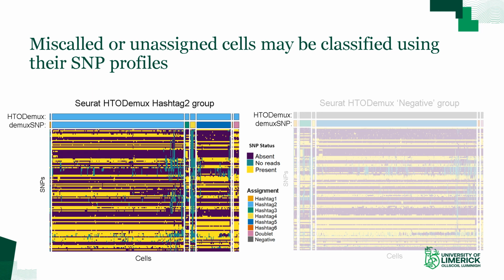with the demuxSNP assignment. And we can see here on the right that about 1/3 have indeed actually been reassigned, mostly to hashtag 5, but also a couple of different groups. And we can see a distinct SNP profile in each group.